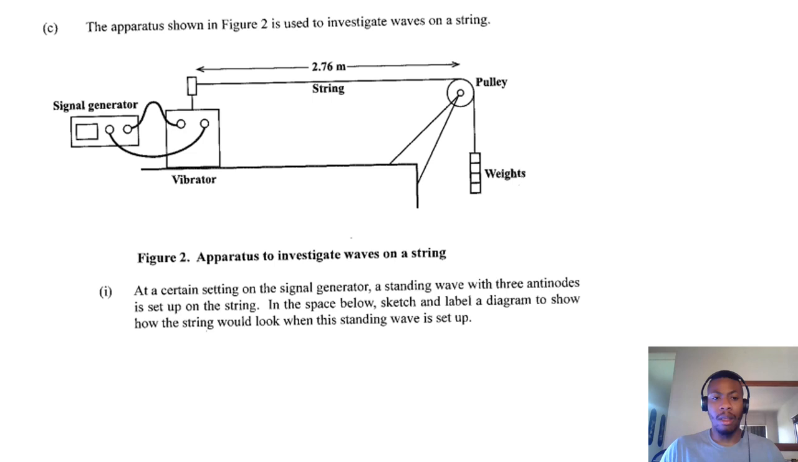Now it says that at a certain setting on the signal generator, a standing wave with three antinodes is set up on the string. It says here, in the space below, you're going to sketch it, label it, and so on. I think this was probably a 3 or 4 marks question. So you would just go ahead and represent your wave as best as you can draw it. That would be good for you.